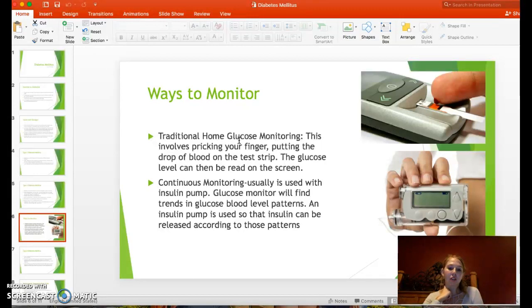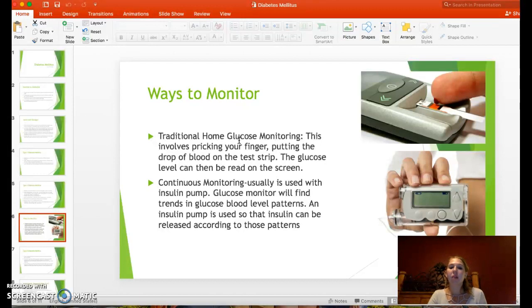And then there is continuous monitoring, which I feel is becoming more popular with newer technology. This is usually used with an insulin pump. It's a glucose monitor that will find trends in your glucose blood level patterns. And then an insulin pump, which in the picture is usually attached to your stomach.